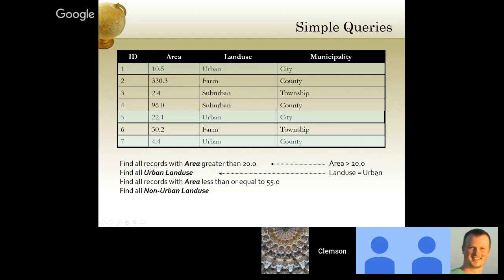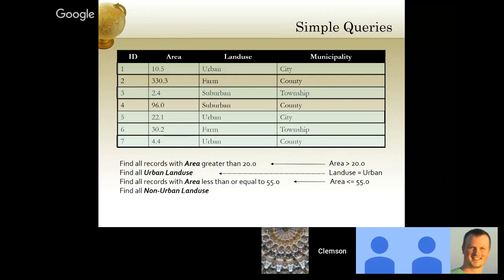What would our statement look like to find all records with area less than or equal to 55? If we were to write that out, it would be area, right, and then the less than or equal to sign, 55. So how many of our areas fit that? 5. Yep, 1, 3, 5, 6, and 7. For non-urban land use, what is that statement going to look like?